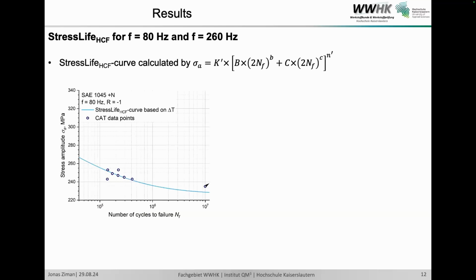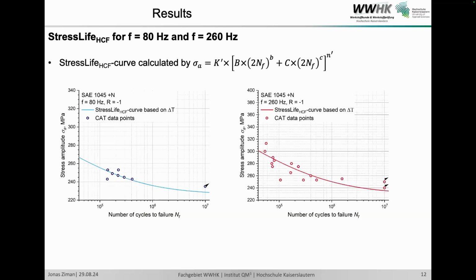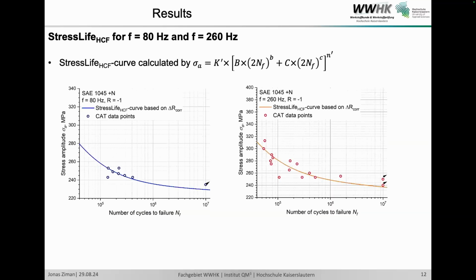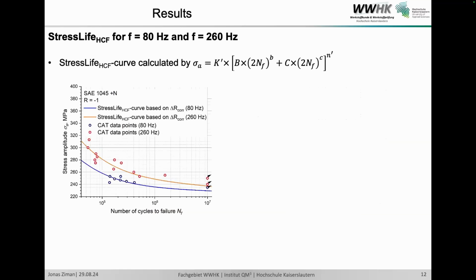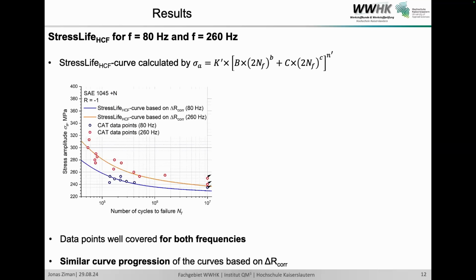With those fatigue data, we can calculate our SN curves here for 80 and 260 Hertz based on the measured change in temperature, and also for the change in the temperature-corrected electrical resistance. These 2 graphs I want to summarize in one final graph, where we can compare both. For all graphs, we can say that the data points are well covered for both test frequencies. Also, we have a similar progression for the curves based on the temperature-corrected electrical resistance, which is not observable for the curves based on the change in temperature.